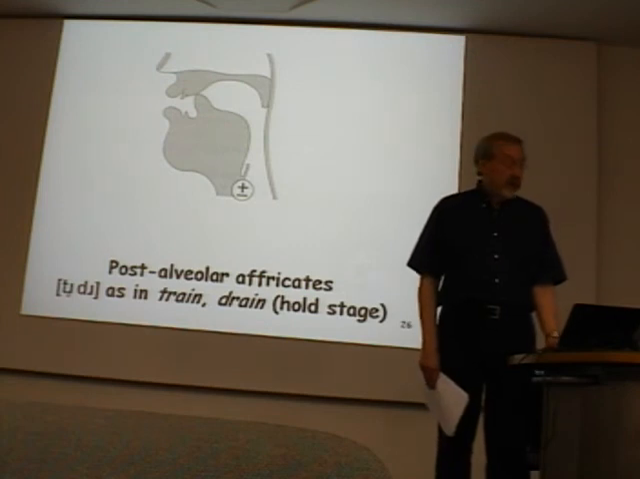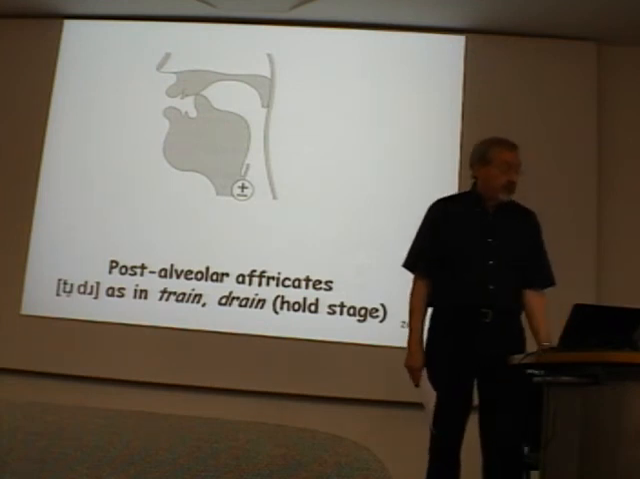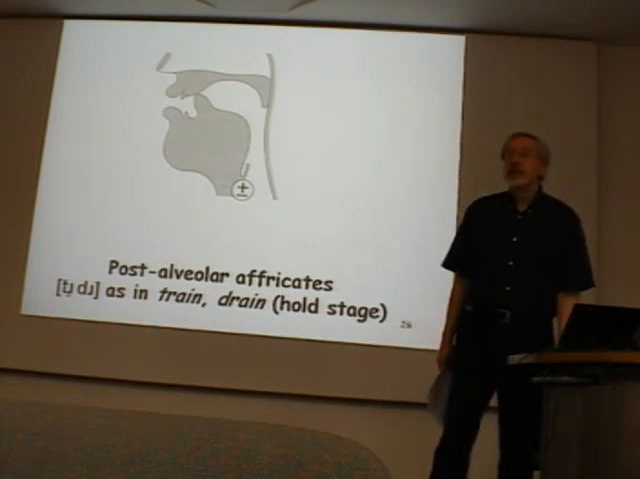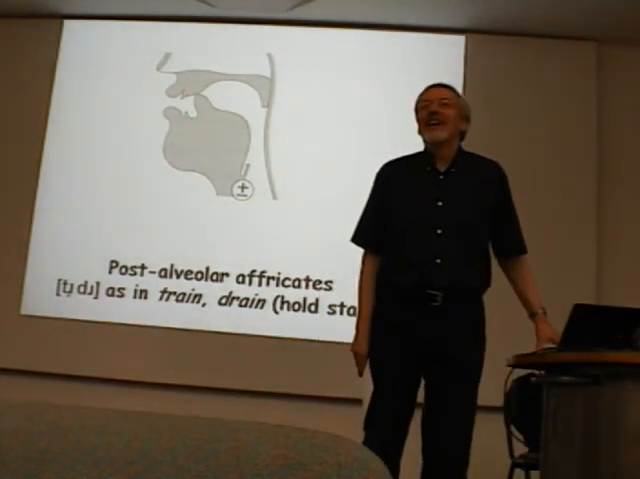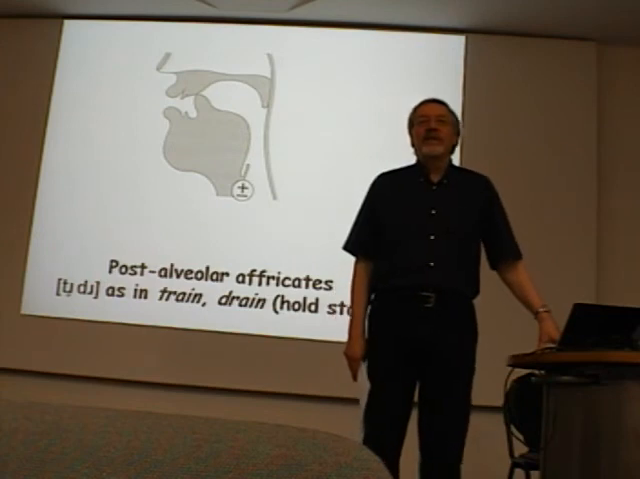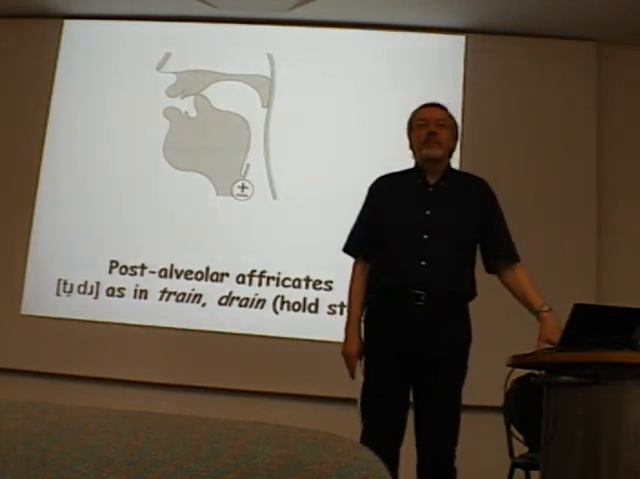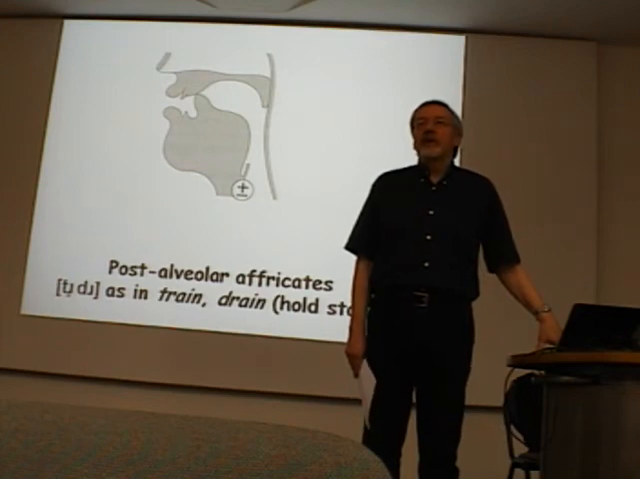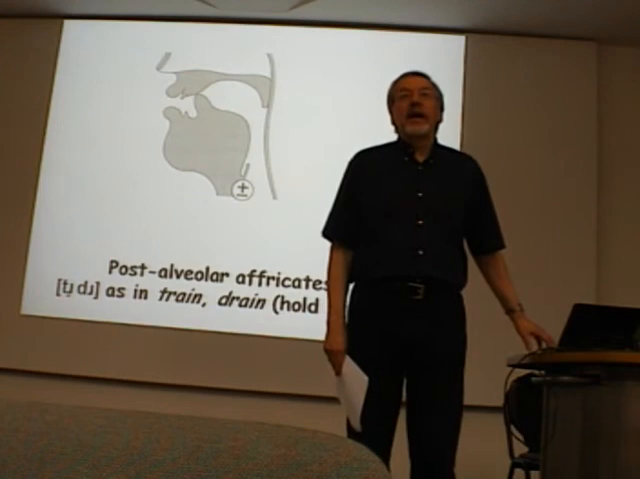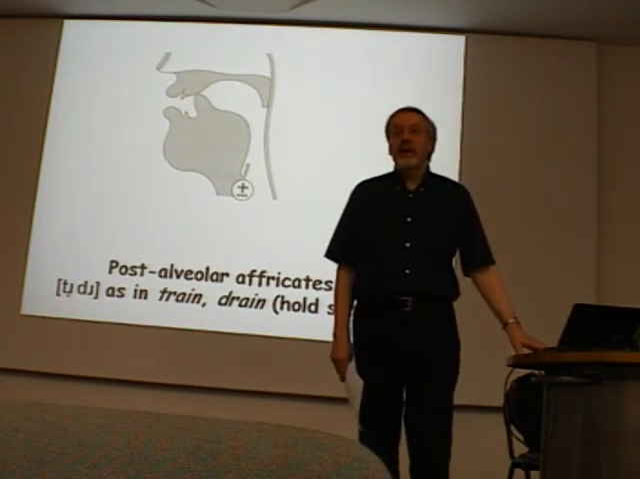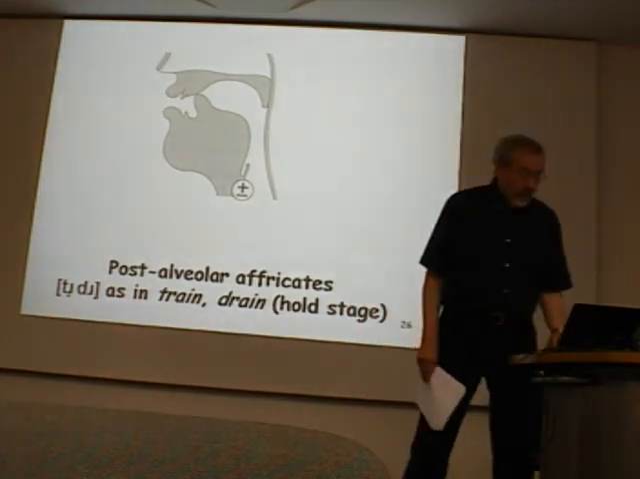There's a reminder on your handout of the difference between rhotic and non-rhotic accents. We've already discussed that. British English is non-rhotic, American English is rhotic. In Britain you'll find rhotic accents in Scotland, Ireland and the west of England. That's noted down there for you.